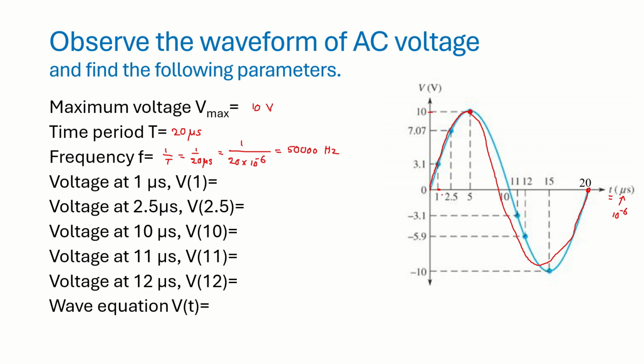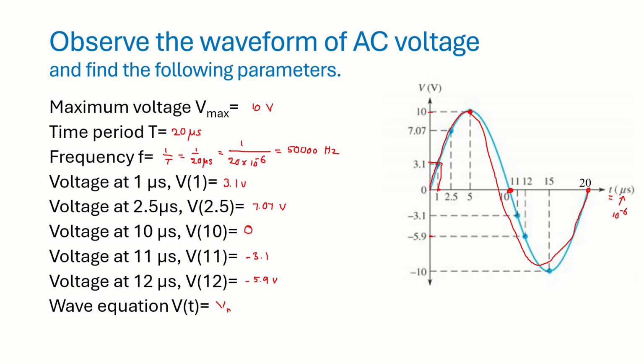Then we have to calculate the voltage at 1 microsecond. So, here the voltage we have to calculate. So, the voltage is around 3.1 volt, voltage at 2.5. So, from the picture 7.07 volt, voltage at 10. So, voltage at 10 is here. So, it is 0, voltage at 11. So, minus 3.1, the voltage at 12, it is minus 5.9 volt.